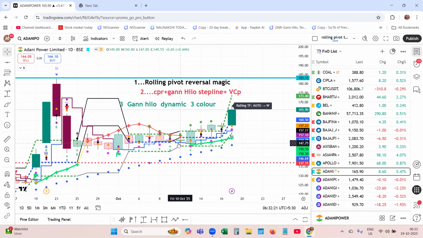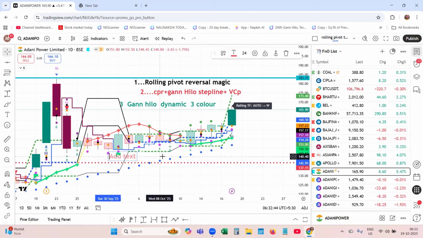But if you would have entered here, suppose on 10th October or 6th October, this was the entry flagged by the CPR Gann Hilo. The trend flipped, you got an entry around 144. If you had my indicator, you can hold, you can sit for days. 1, 2, 3, 4, 5, 1, 2, 3, 4, 5, 2 weeks. The price has not gone anywhere.